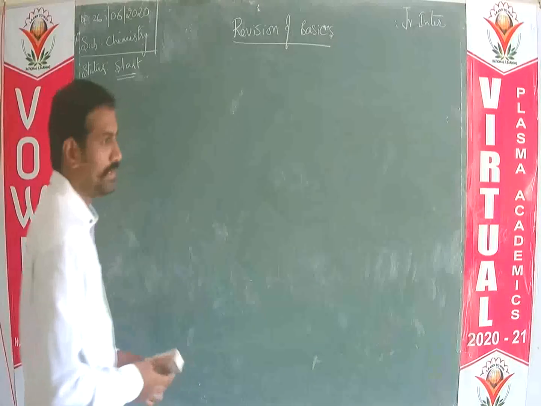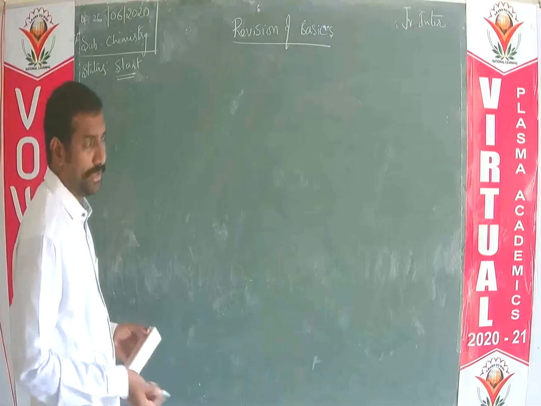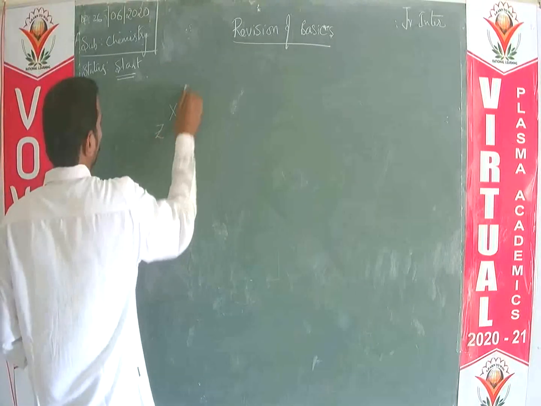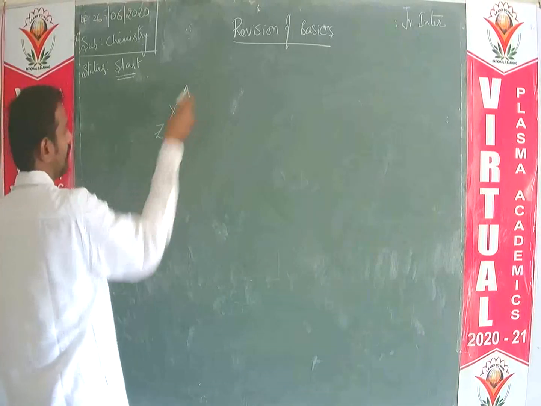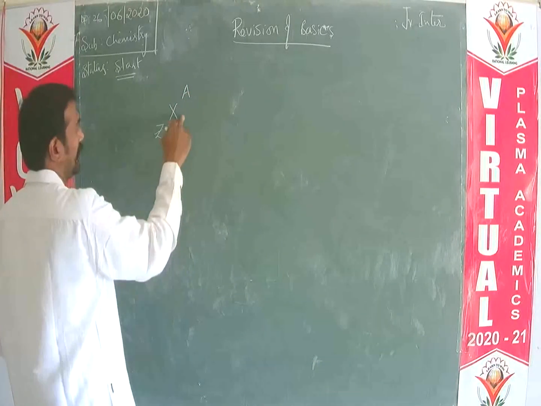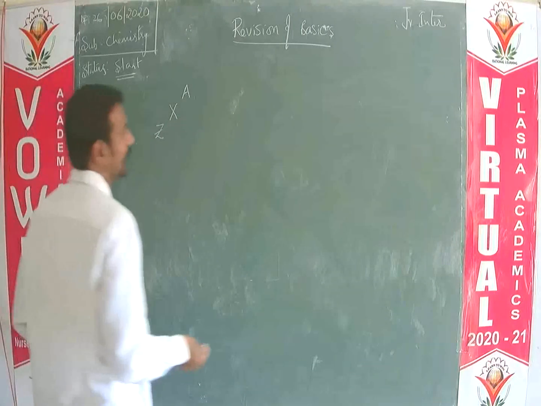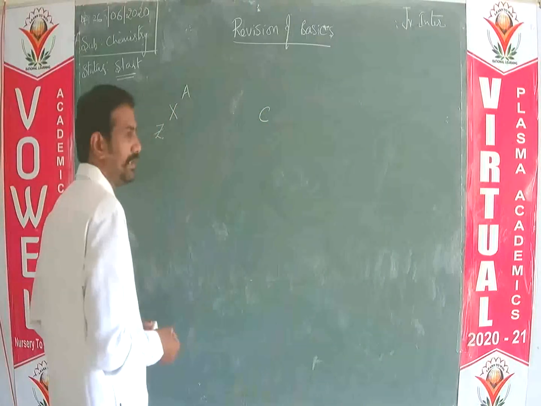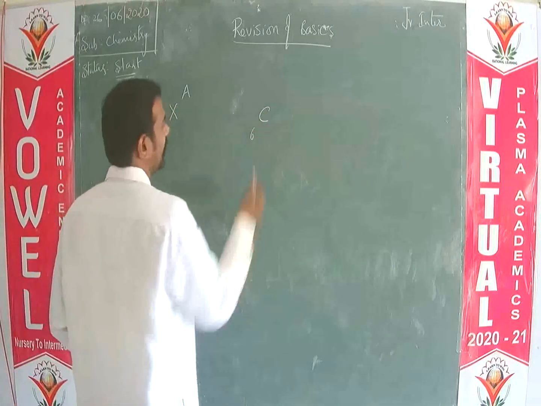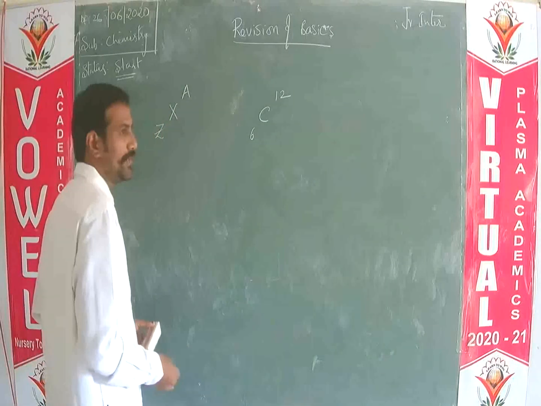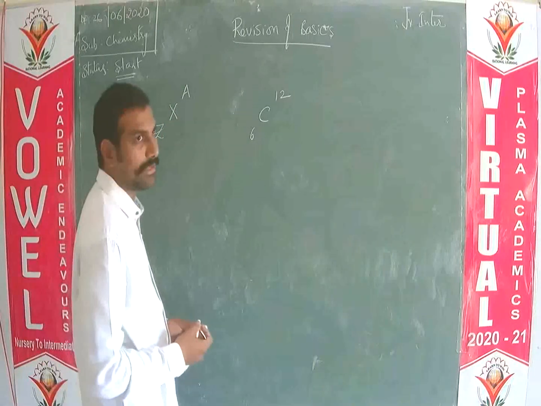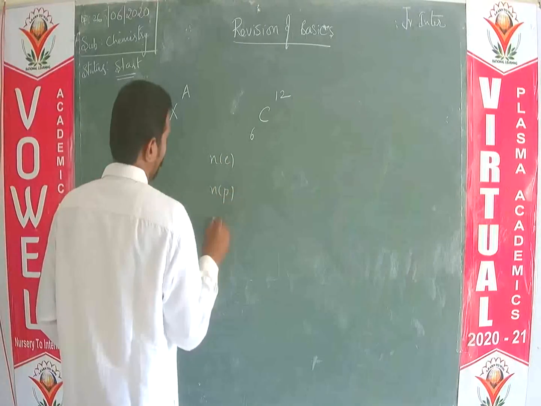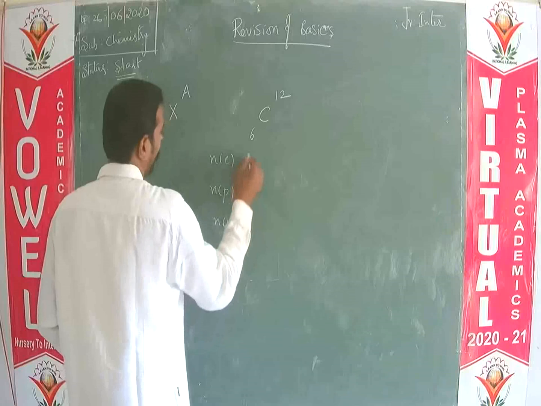Now the representation of the element. For example, here X, with Z and A. This A is called the mass number, Z is called the atomic number, and X is the symbol of the element. In the same manner, for example, I want to represent carbon. Carbon has atomic number 6 and mass number 12. If I ask you to find the number of electrons, protons and neutrons for this carbon.